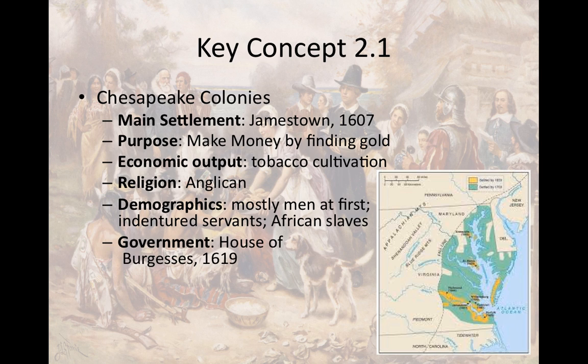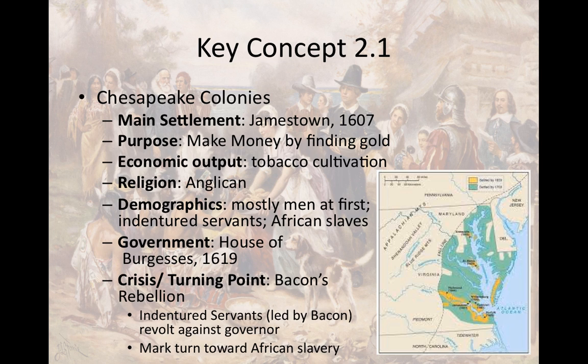Now, they were governed by the House of Burgesses, which was created in 1619. It's a sort of local self-government in Virginia. That'll be something that's important in a second, just to keep in mind. And then their crisis or turning point is most definitely Bacon's Rebellion.